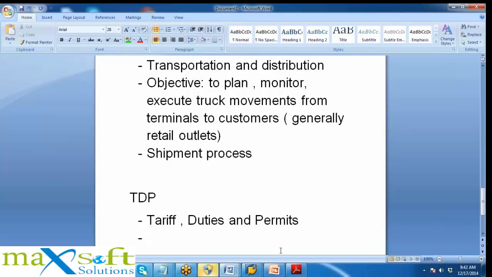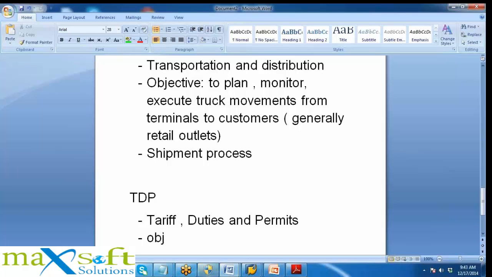Now, tariff generally happens in European countries when a cross-border movement happens. Duty stands for excise duty or customs duty. Excise duty means when you manufacture a product and sell it in your country, that time excise duty happens. Customs duty means when you import a product and sell it, that time customs duty happens. And permits means license. License to manufacture or license for exemption.